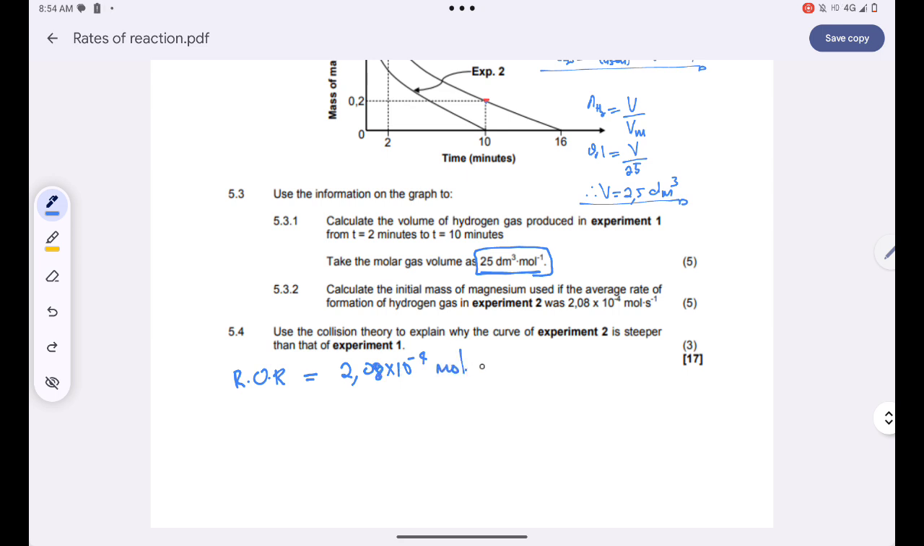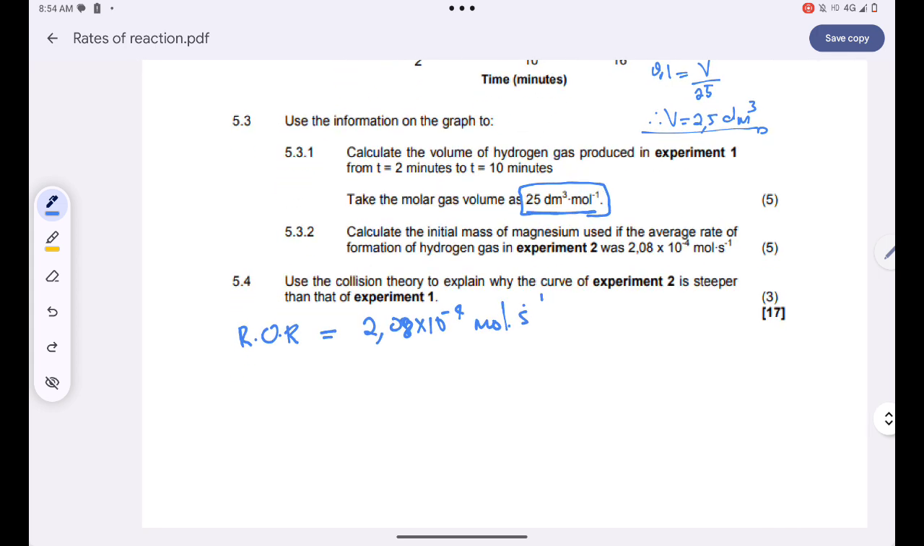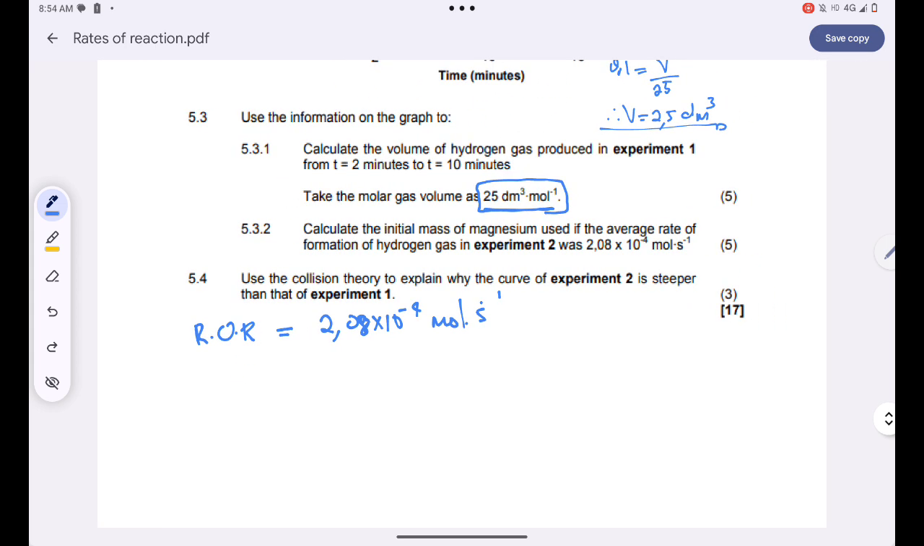This is in moles per second. This is my rate of reaction in moles per second. Okay, but what is rate of reaction, guys? Rate of reaction is basically the change in the number of moles divided by the time. All together, I was given the rate to be 2.08 times 10 to the negative 4, and then the number of moles final for my oxygen minus the number of moles initial for my oxygen all over the time.